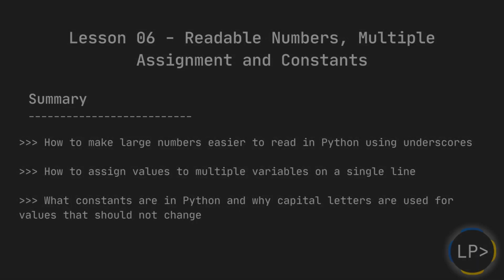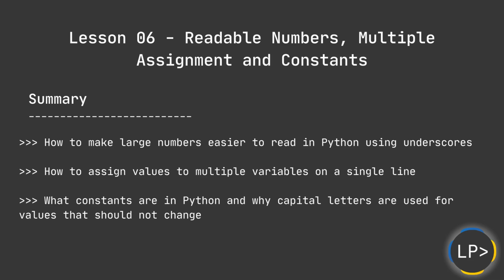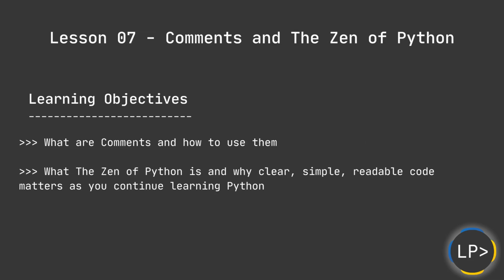Hello and welcome to Learn Python. In the previous lesson 6, we looked at how to make large numbers easier to read in Python using underscores, how to assign values to multiple variables on a single line, what constants are and why capital letters are used for values that should not change. In today's lesson number 7, we will look at what comments are and how to use them, and what the Zen of Python is, and why clear, simple, readable code matters as you continue learning Python.